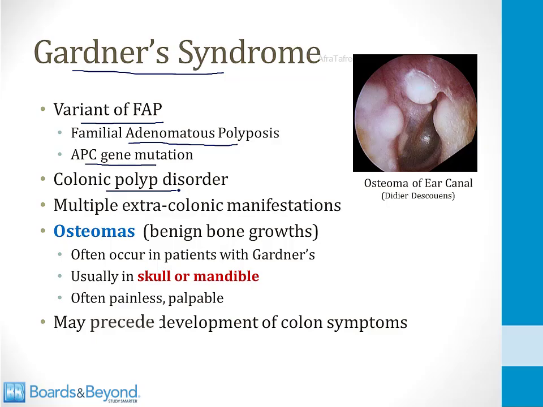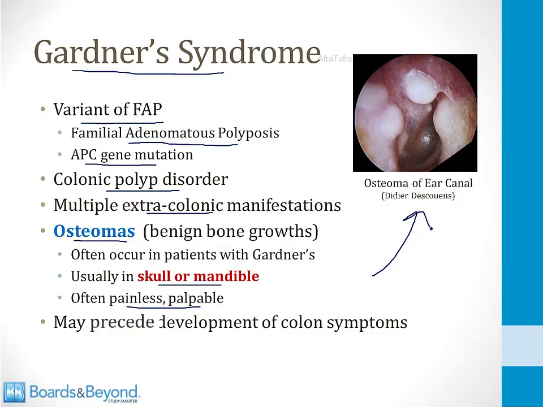But in addition, Gardner syndrome has many extracolonic manifestations, and one of those manifestations is osteomas. These are benign bone growths, and they often occur in patients who have Gardner syndrome. They usually occur in the skull or mandible. They're often painless but palpable, and therefore the patient comes to medical attention because of a bone growth. This is a picture of one in the ear canal.